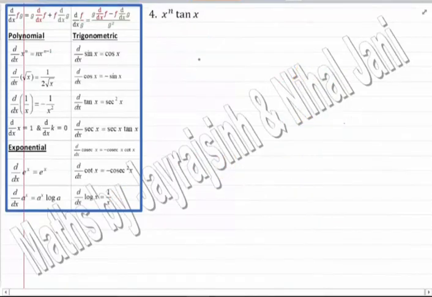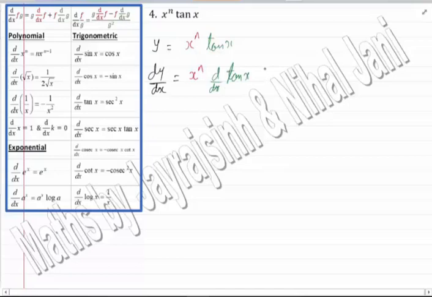Okay. Now let's quickly move to the fourth question, in which we have x raised to n into tan x. And as you know, we have to apply the multiplication rule for differentiation, right? Okay, so x raised to n is as it is. We have to differentiate tan x in the first term, then tan x will be as it is. We have to differentiate x raised to n, right? So let's do it.